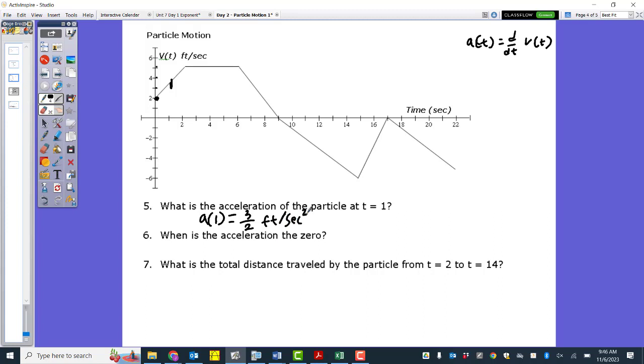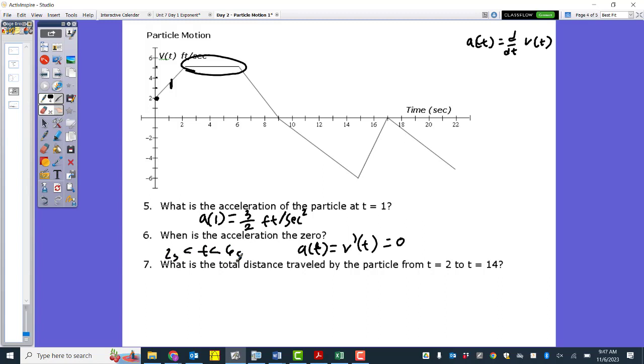When is the acceleration 0? So in other words, when is a of t, which is equal to v prime of t, the derivative, equal to 0? When is the slope 0? Well, right here. That's the place where the slope is 0. So that's from t equals 2 to t equals 6. We'll write it this way: when t is between 2 seconds and 6 seconds.